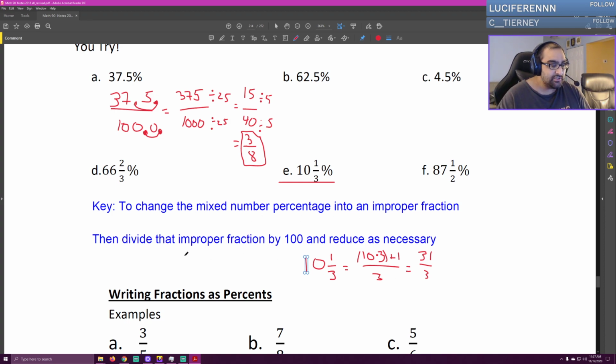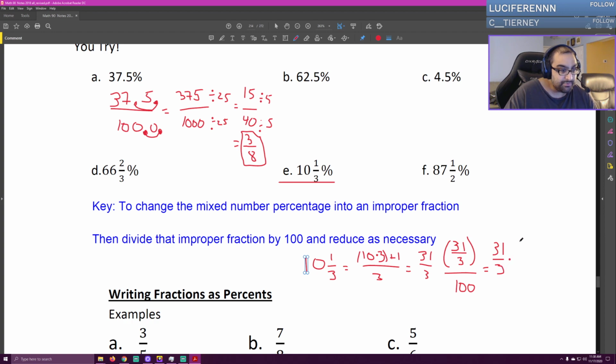Now, once we do that, we're going to divide that improper fraction by 100 and reduce as necessary. So we have 31 over 3 in parentheses, and I'm just going to put that over 100. Again, I'm not doing anything different from what I did with decimals or whole number fractions. I'm still going to put it over 100, just like before. Now, you look at this and say, that looks pretty ugly. But how do we make this a bit easier on the eyes? Well, I'm going to go ahead and put 31 over 3.